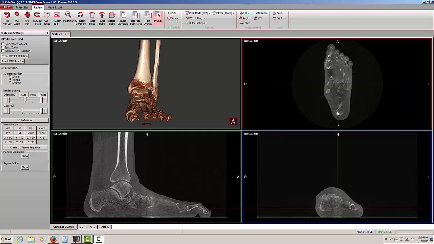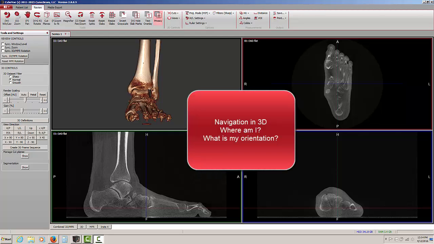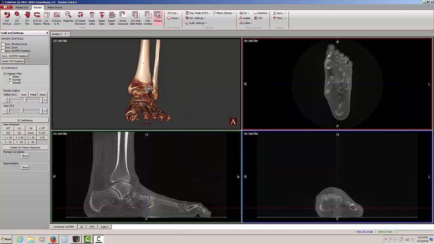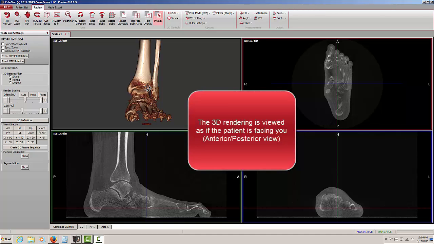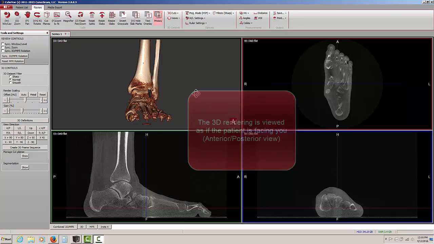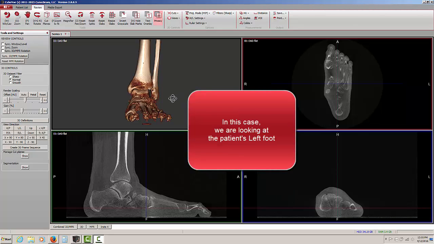The first step in navigating through a 3D volume is determining the proper orientation. The easiest way to do that is to look up in the upper left viewing window. That's the 3D rendering window. The 3D image that we see is the same as if the patient was standing there in front of us as far as orientation goes, and they were facing us. So looking at this foot, we can determine that this is the patient's left foot.